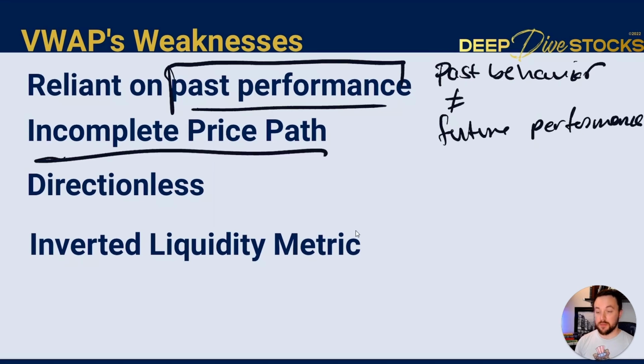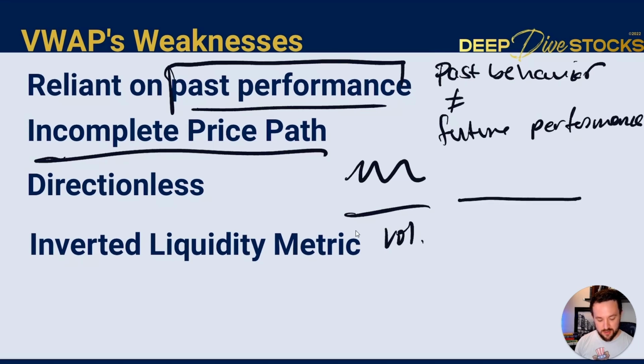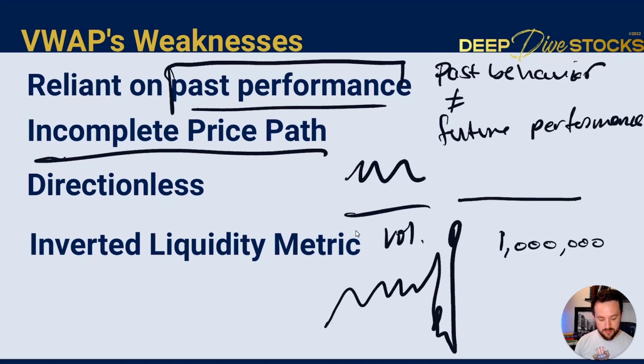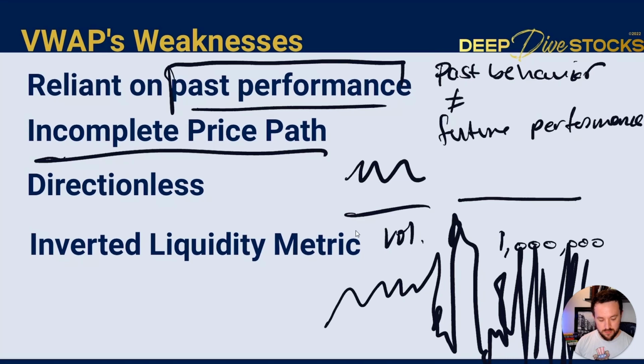It does have this incomplete price path, so it has a dimension reduction to it. It doesn't capture all of the movement of the price, but it does capture all of the volume, which is an issue, right? If the price goes like this and the volume is 1 million, versus the price going like that and the volume is 1 million, those are two very different things. And you should capture that.